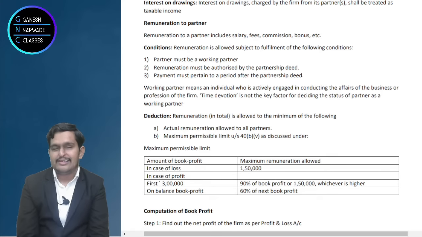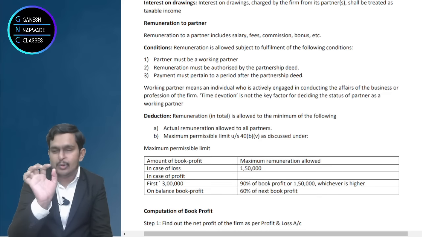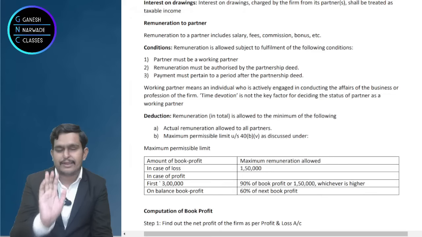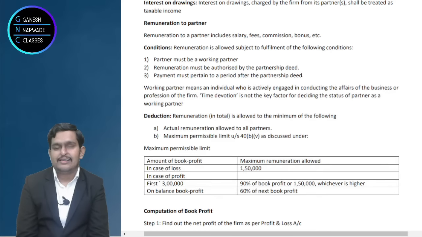That's it. Okay. Suppose you are into profit and your book profit is up to 3 lakhs. Then 90% of the book profit, subject to 3 lakhs, and 1,50,000. Out of these two, whichever is higher, not lower, higher. Suppose your book profit is 2 lakhs. I used the word book profit, which I will discuss after two minutes. Book profit is 2 lakhs. Then 2 lakhs into 90%, 1,80,000.